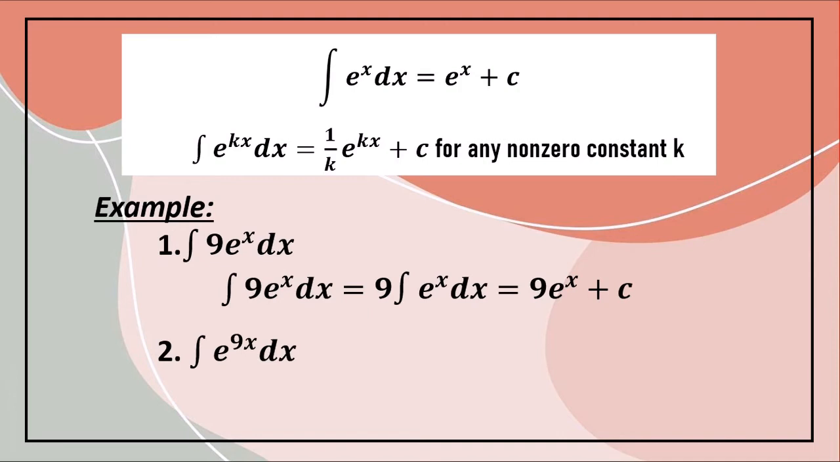In item number 2, we can apply the second property above, since the exponent is in kx form. So that would be 1 over 9 times e raised to the power of 9x plus c.